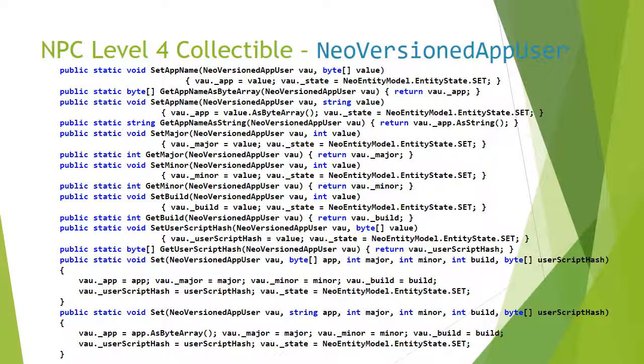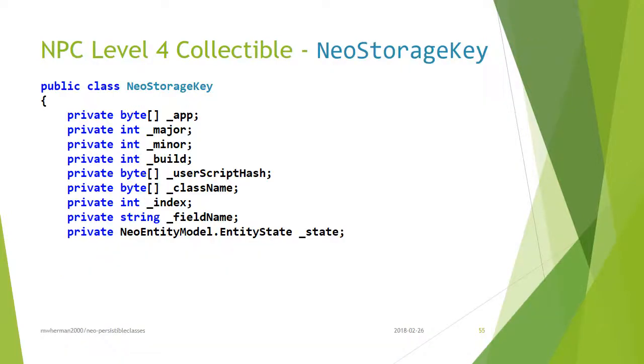And we have a bunch of set and get methods for each one of those fields, so there's nothing too interesting there. At the bottom we have methods where you pass in all the parameters, basically the app name, the major, minor, build, and the script hash. So this is just getters and setters like we saw for the point class.